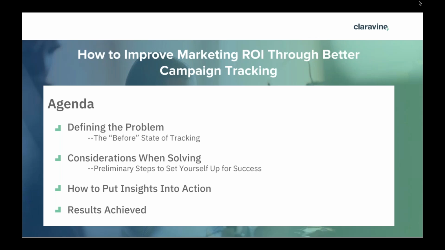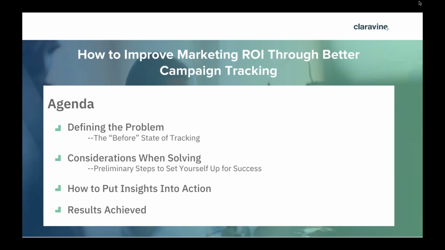So before we start, I'd like to define the problem. What was our before state of tracking that we were dealing with, and what really needed to be fixed? And as we solved the problem of campaign tracking, what were the preliminary steps that we needed to take to set ourselves up for success? And how can those be replicated across any company?